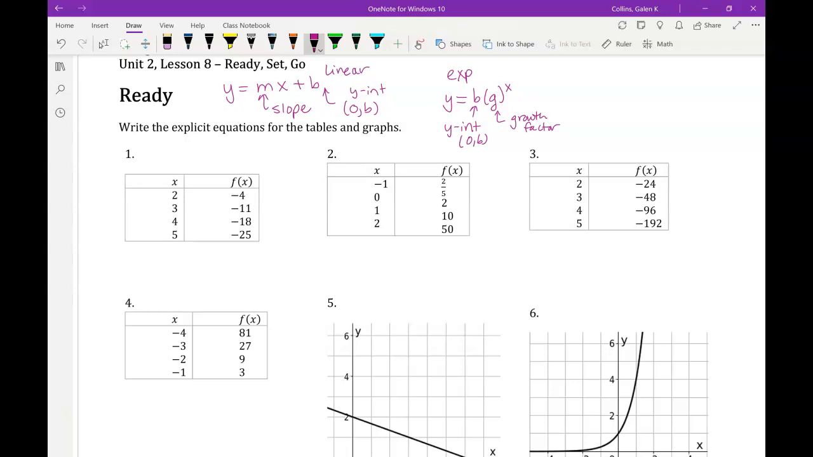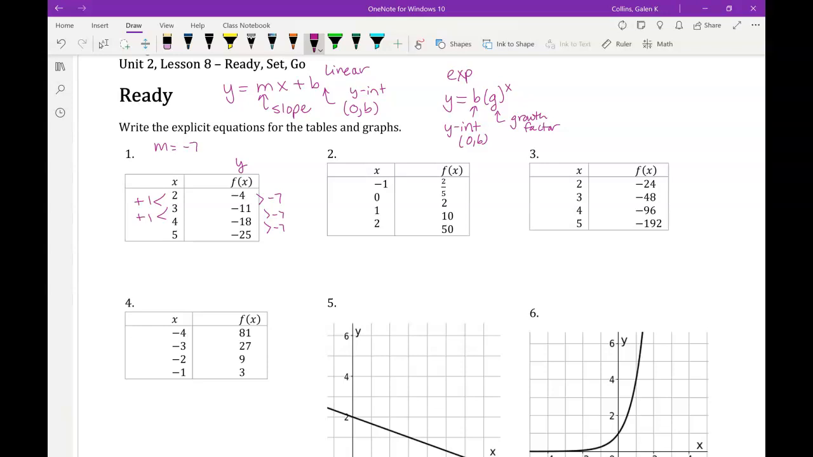Okay, so in number 1, I can see that this is a linear function, and I could see that because as x increases by 1, I could see that our y values, or f of x values, are decreasing constantly by 7. So that's how I know it's linear. I also know that -7 is going to be my slope or constant rate of change.